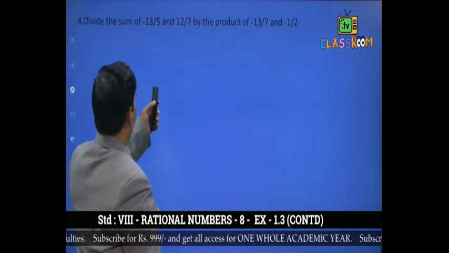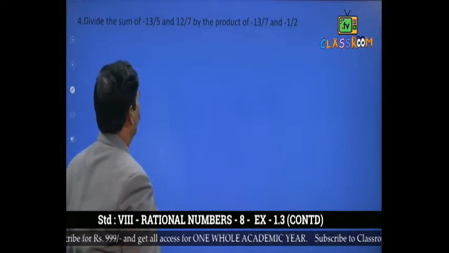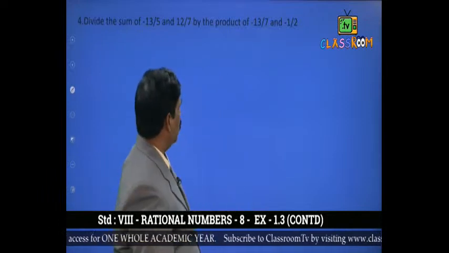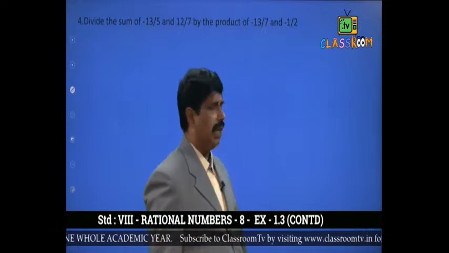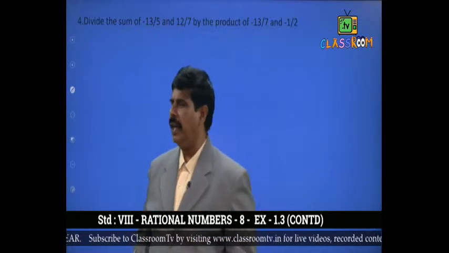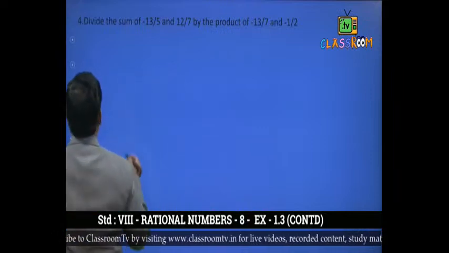Divide the sum of minus 13 by 5 and 12 by 7 by the product of minus 13 by 7 and minus 1 by 2. So first we will find out the sum of these two.